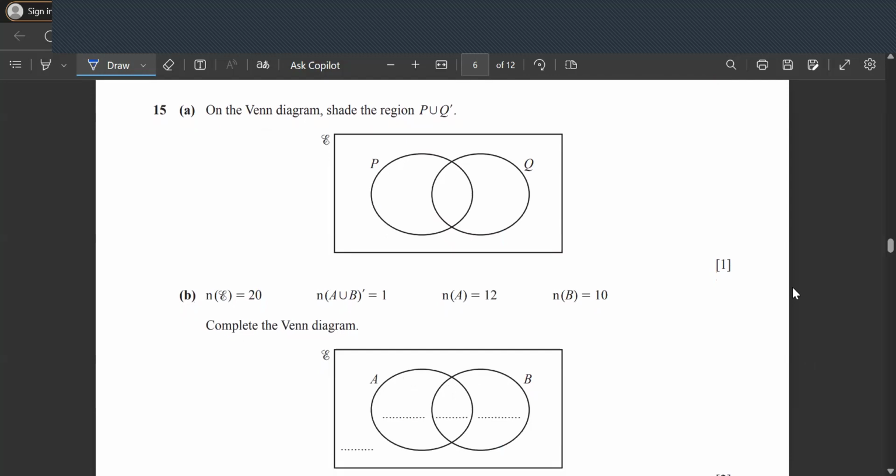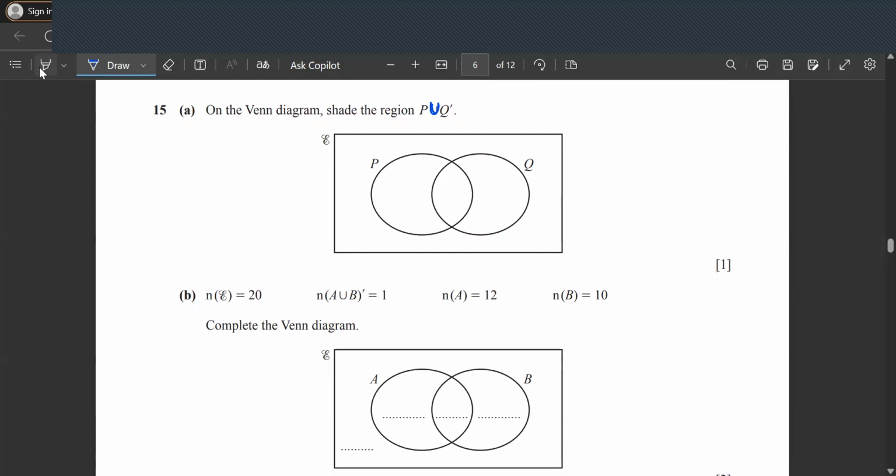Number 15, on the Venn diagram, shade the region B union Q dash. When he says union, that means he's asking you two questions on the same drawing. He's asking you to shade two different questions on the same drawing. Forget about anything. Go and shade B, then go and shade Q dash without thinking.